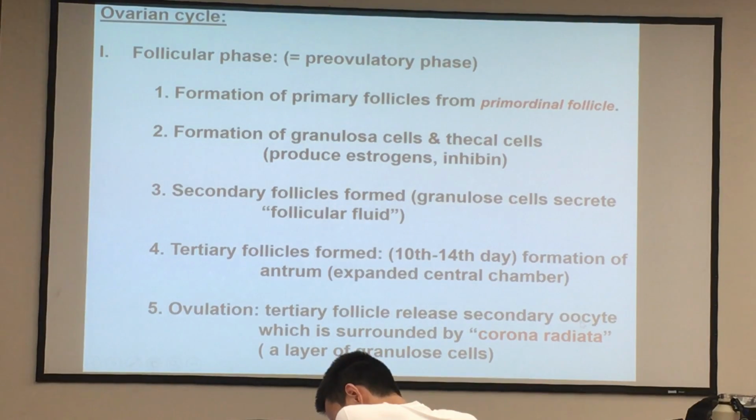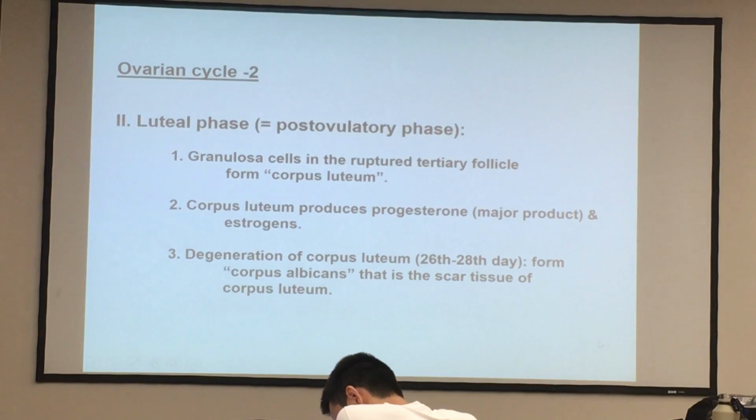When you ovulate, we call it secondary oocyte, and it is released together with some granulosa cells, we call it corona radiata. Let me just quickly go through this one. And if not fertilized, then the ruptured follicle becomes corpus luteum.